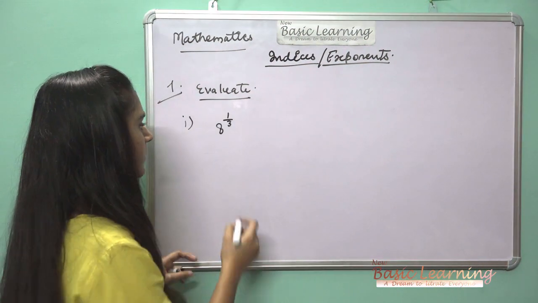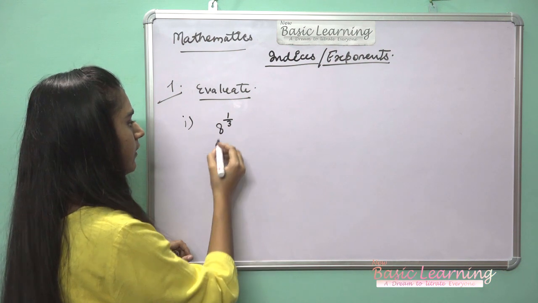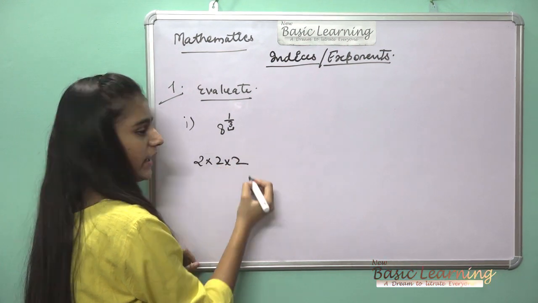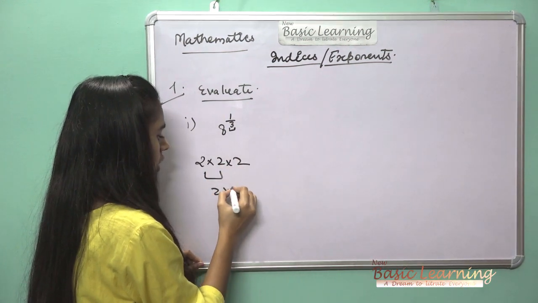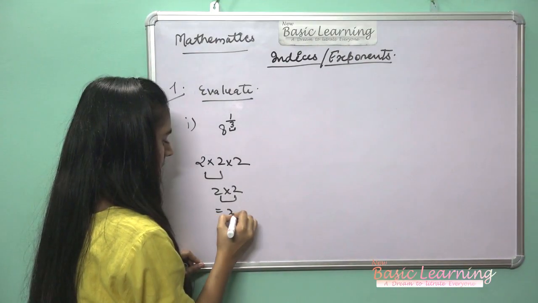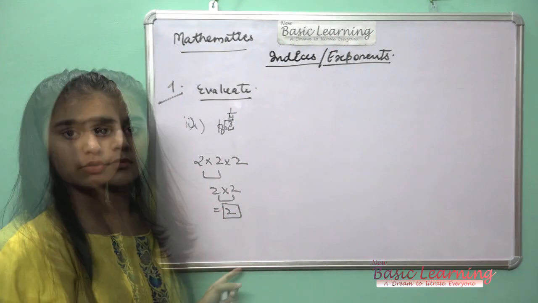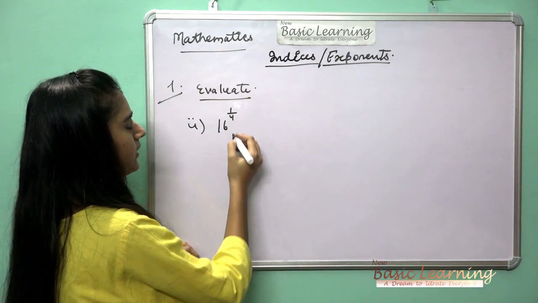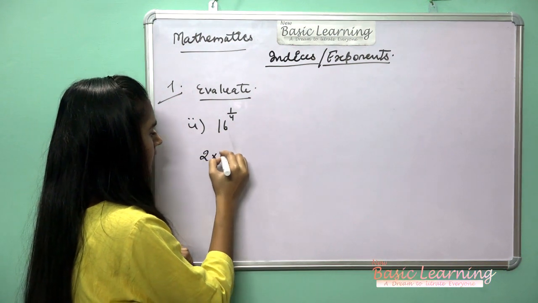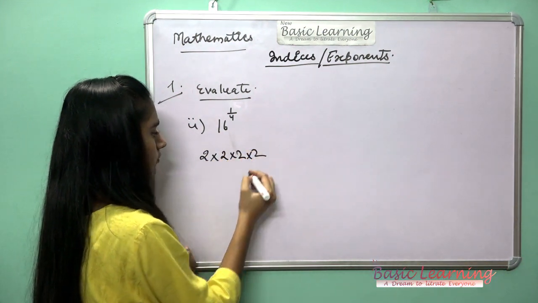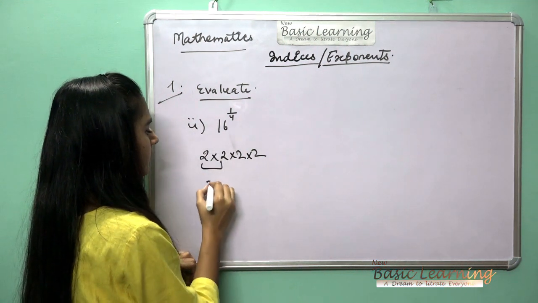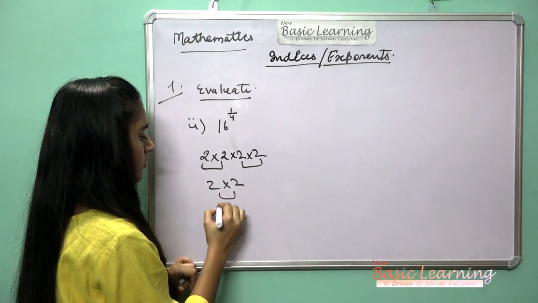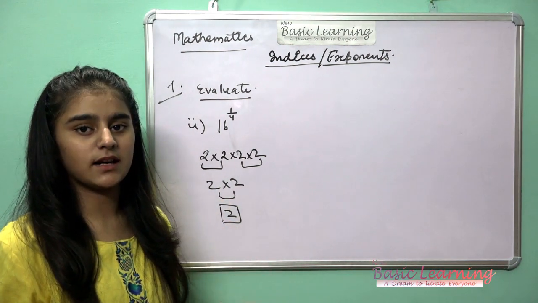Now in this question it is written a to the power 1 upon 3. So here when we write 2 3 times, we get 8. Now in this group we take out common 2, and in this group we take out common 2. So your answer is 2. Now the second question is 16 to the power 1 upon 4. So when you write 2 4 times, 2 into 2 into 2, in this part we take out common 2, and in this also we take out common 2, and we are left with 2, as simple as that.